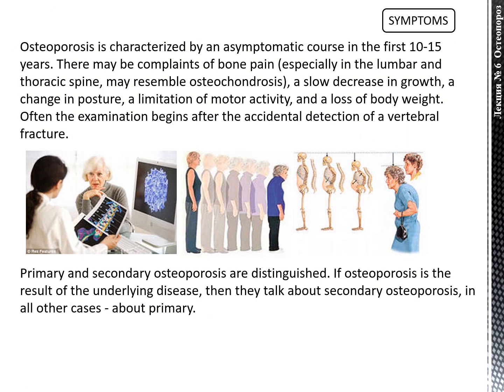Osteoporosis is often characterized by an asymptomatic course in the first 10 to 15 years, and this is the insidiousness of this disease. Yes, complaints are possible, complaints of pain in the bones, especially in the lumbar, thoracic spine, which can mimic a completely natural disease of a degenerative nature, also mainly appearing with age, osteochondrosis. A slow decrease in the patient's height, a change in his posture towards an increase in thoracic kyphosis. Restriction of motor activity, loss of body weight. These are some of the main manifestations of osteoporosis that can be visually noticed.